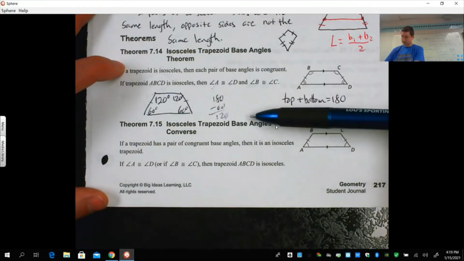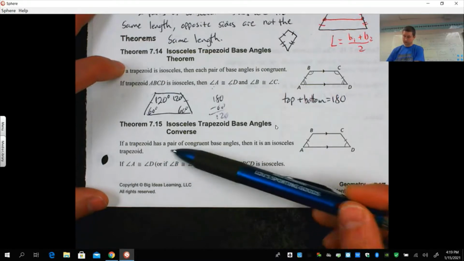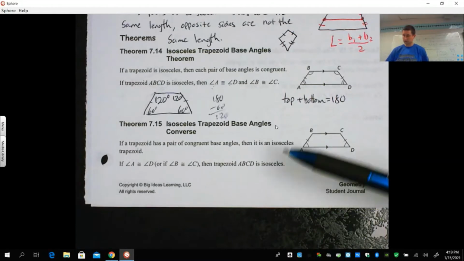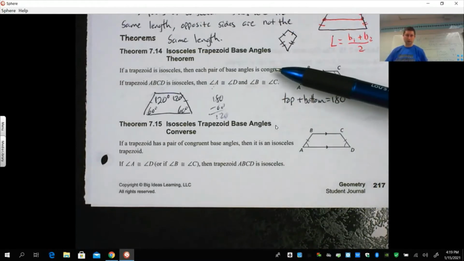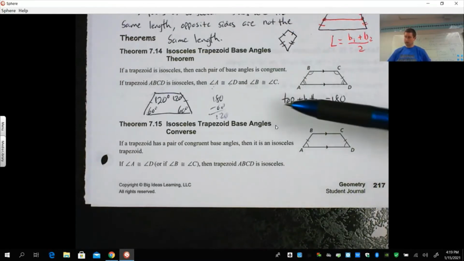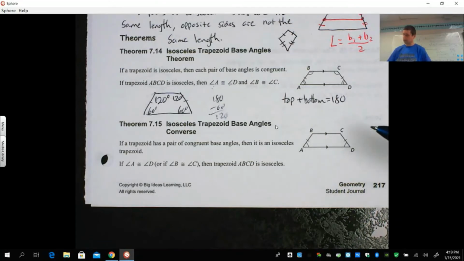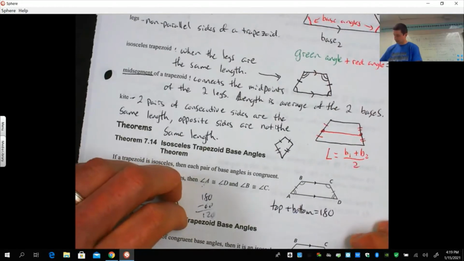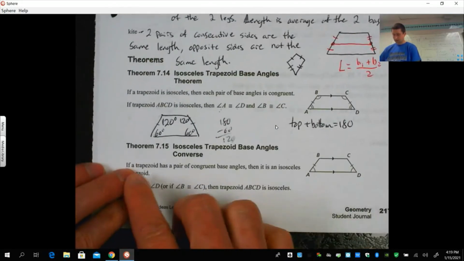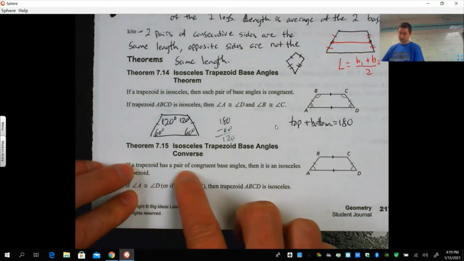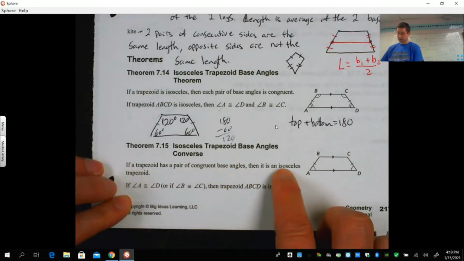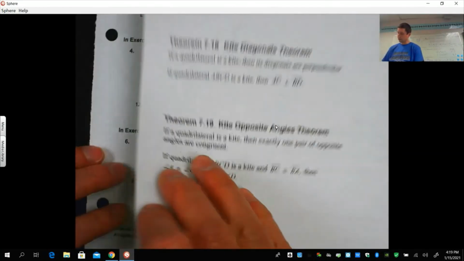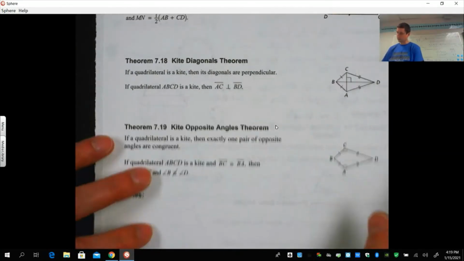Isosceles trapezoid base angles converse. If a trapezoid has a pair of congruent base angles, then it is an isosceles trapezoid. So that's just the converse of the original statement. It takes the conclusion and moves it into the hypothesis. So if you do have congruent base angles, you know for sure you will have an isosceles trapezoid. So it works both ways. You can write a biconditional statement. A trapezoid has a pair of congruent base angles if and only if it is an isosceles trapezoid. Or a trapezoid is isosceles if and only if its base angles are congruent.